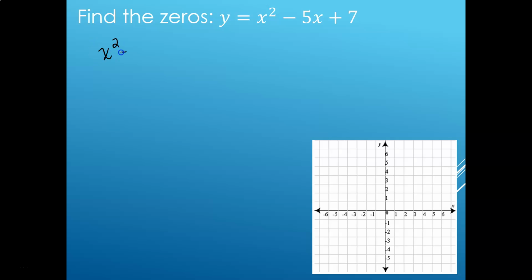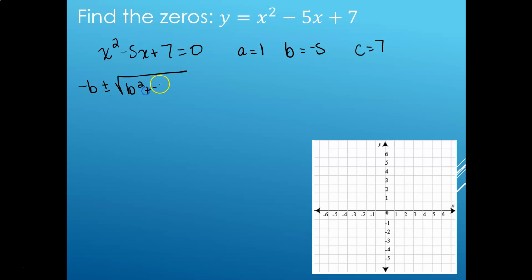X squared minus 5x plus 7 becomes equal to 0. This might be factorable, I don't know, but we're going to try it using the quadratic formula. So a is equal to 1, the invisible number in front of the x squared, b is negative 5, and c is 7. So this becomes negative b plus or minus the square root of b squared plus negative 4 times a times c all over 2 times a. So let's practice substituting in. Watch carefully. This becomes negative 5 plus or minus the square root.